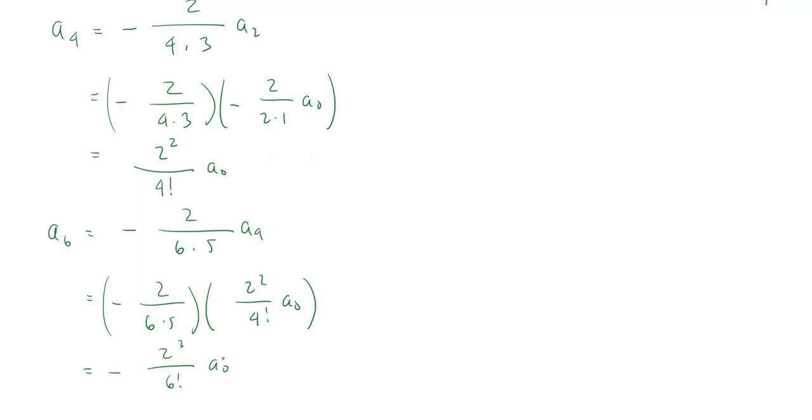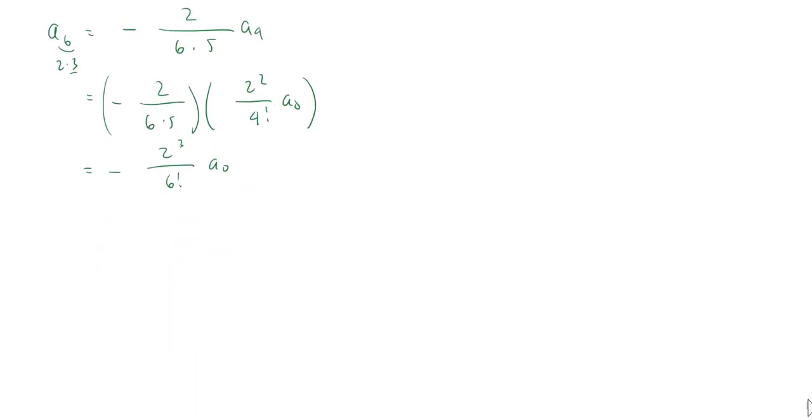All right, I think I'm starting to see a pattern here. I have a sign which is alternating. I have a bunch of 2's. How many? Well, this 4 was 2 times 2. This 6 is 2 times 3. And look, whatever this times 2 part is, right, that's what's going in the exponent. And then in the bottom, I always have a factorial, and it matches exactly this number. And then I multiply by A naught.